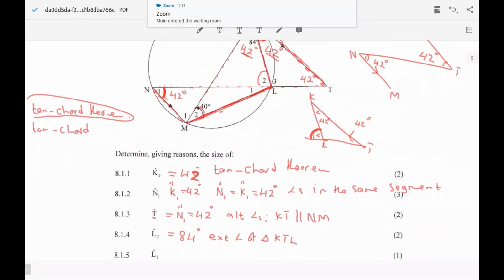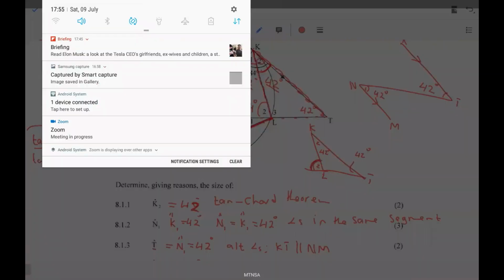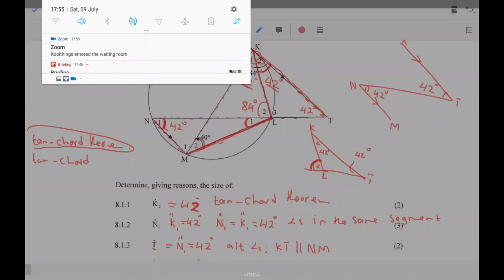Then we need L1. So this is 84 degrees. Now we need L1, which is down at the bottom.